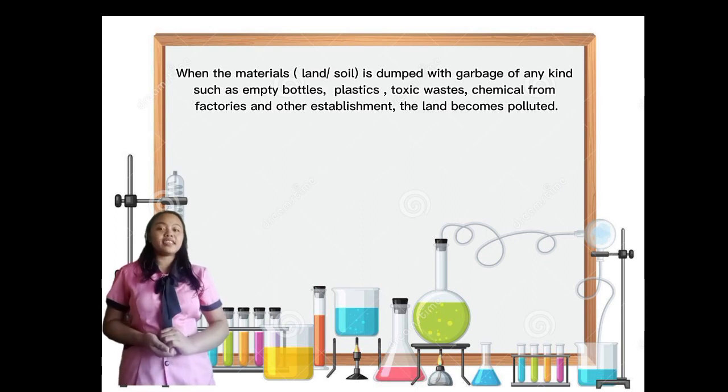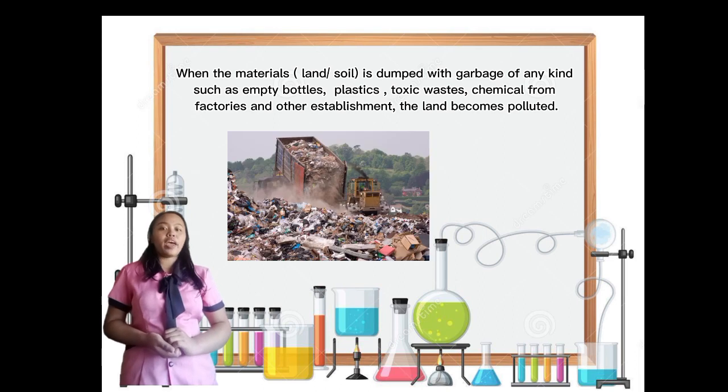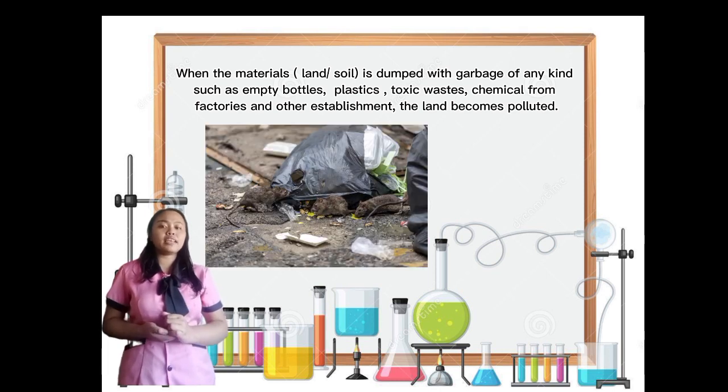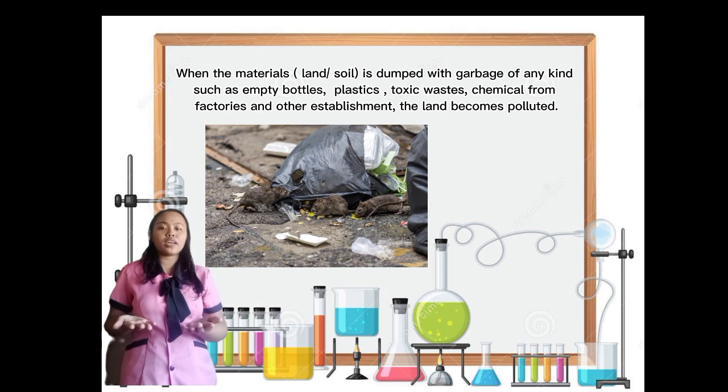When the land is dumped with garbage of any kind such as empty bottles, plastics, toxic waste, chemicals from factories and other establishments, the land becomes polluted. Polluted land serves as breeding places for flies, cockroaches, and rats. These pests carry germs that cause diseases that are hazardous to one's health. Growing plants is also not possible in polluted land.